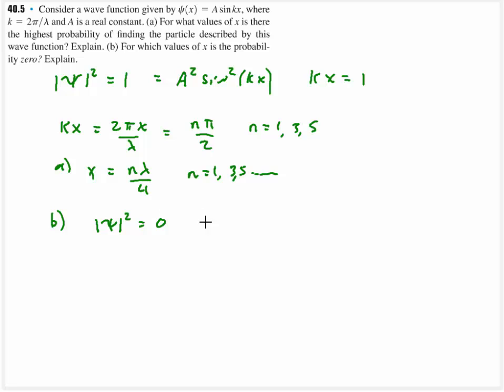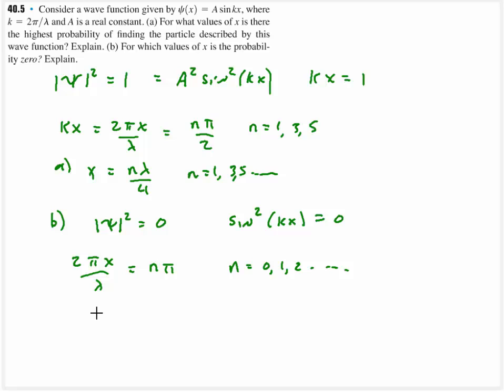For part B, I'm looking for where essentially psi squared is equal to 0. We're going to have the lowest probability, and not surprisingly, that's going to be where sine squared of kx is equal to 0. And that's going to happen when I have my kx, 2 pi x over lambda, equal to integer multiples of pi, so n in this case is going to be equal to 0, 1, 2, and so on and so forth.